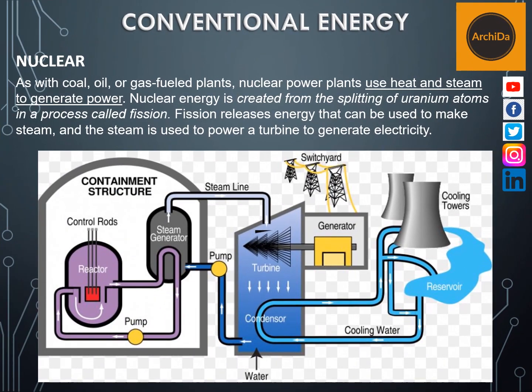Now, the next conventional energy is called nuclear. As with coal, oil, or gas fuel plants, nuclear power plants also use heat and steam to generate power. As I've explained on the first slides, you still need water. Then the steam coming from that boiling water is routed to a turbine, wherein this turbine turns a generator wherein this generator provides electricity.